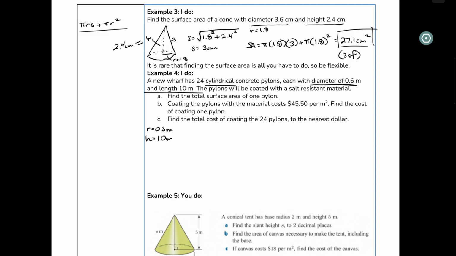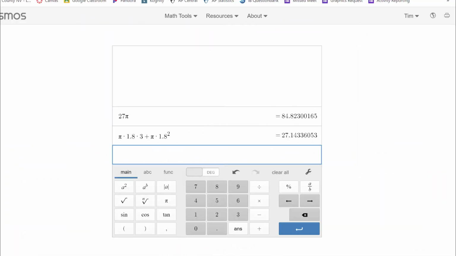Now, first things first, we want to find the surface area. Well, again, we have our surface area formula for a cylindrical pylon like this, which is going to be 2 pi r h plus 2 pi r squared. Plug in the things that we know. We have 2 pi times 0.3 times 10 plus 2 pi times 0.3 squared. We'll go to Desmos to find that value pretty easily. And we'll find our surface area. And we see that's going to be about 19.4 meters squared.